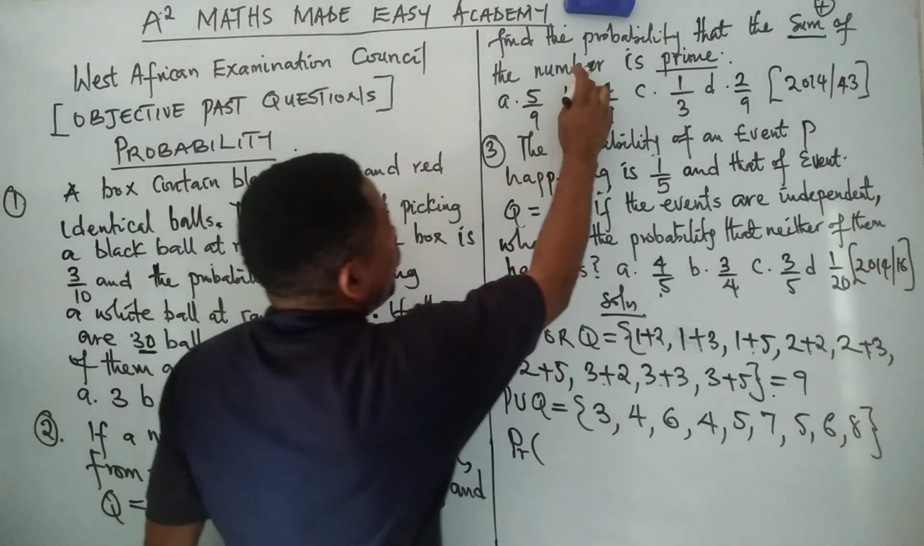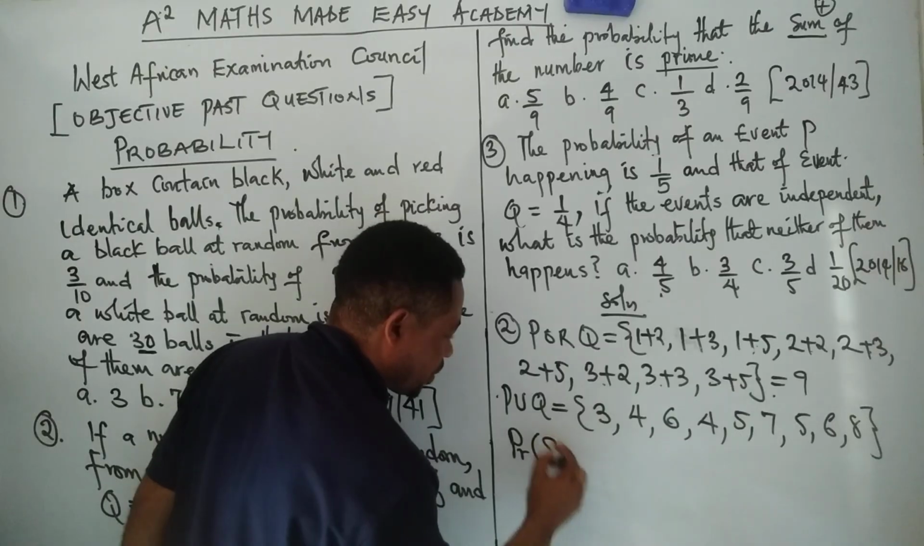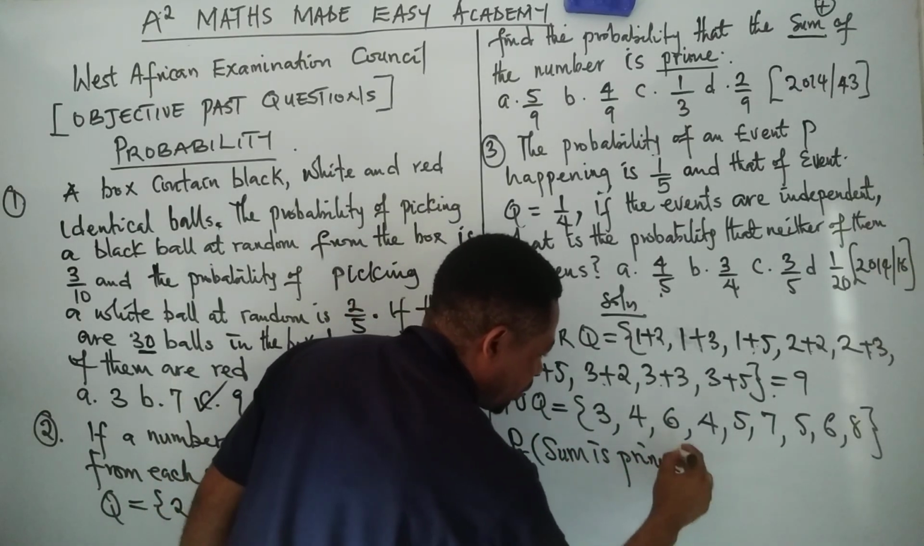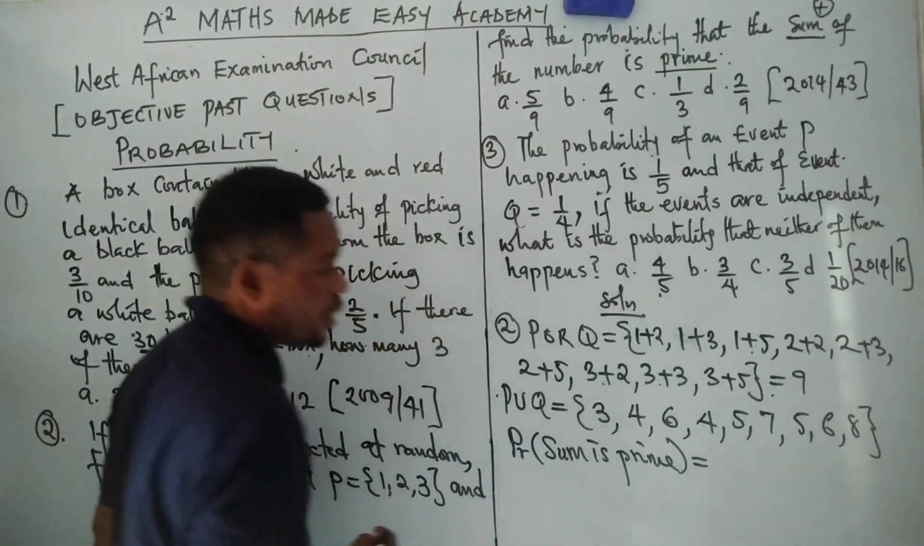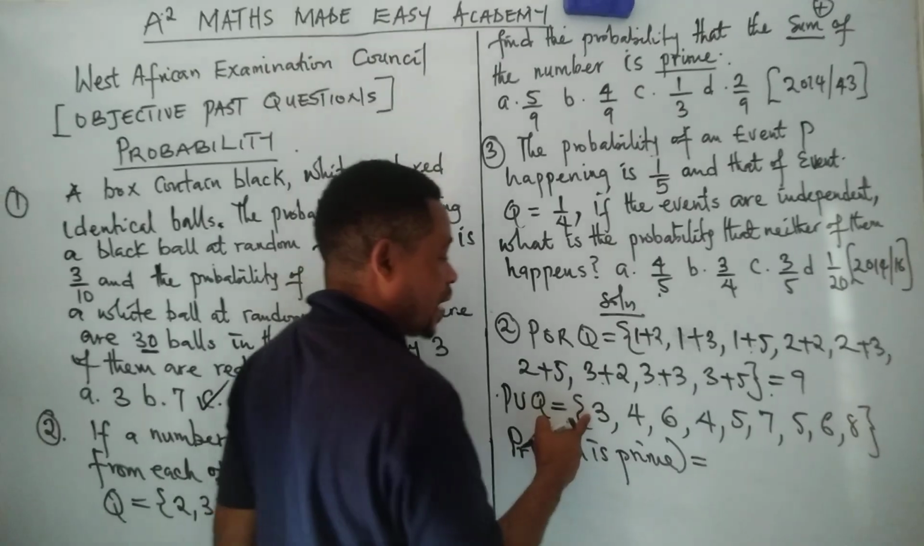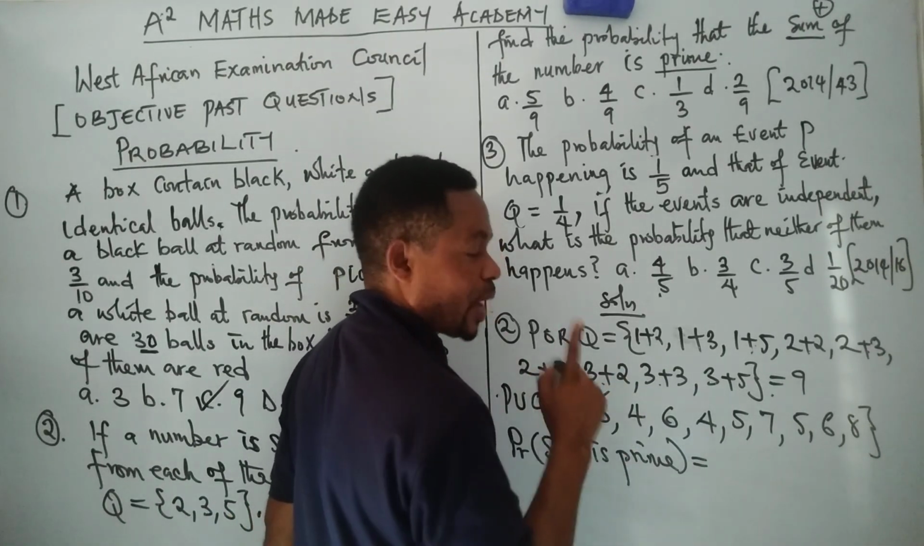Look at it. Of having the sum of the numbers is prime. Look up, sum is prime. We have already added the numbers. So what we are going to do now is to pick out the prime numbers from the numbers that are here. Now the question says, is 3 a prime number? Yes. Then the question is, what is a prime number?